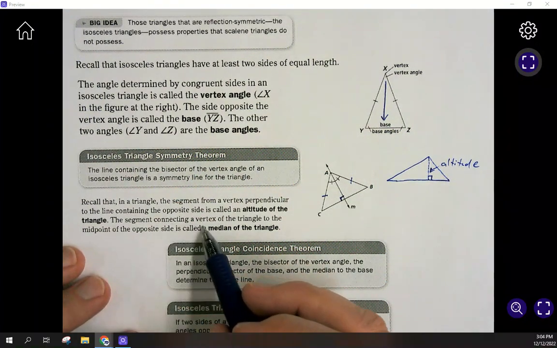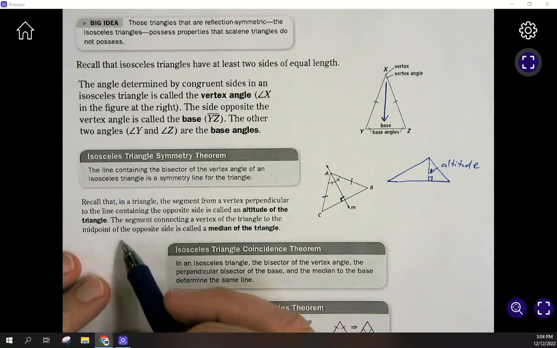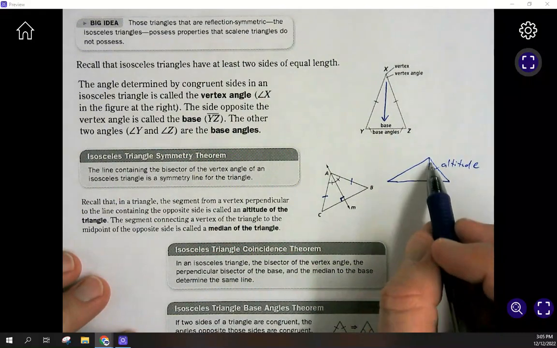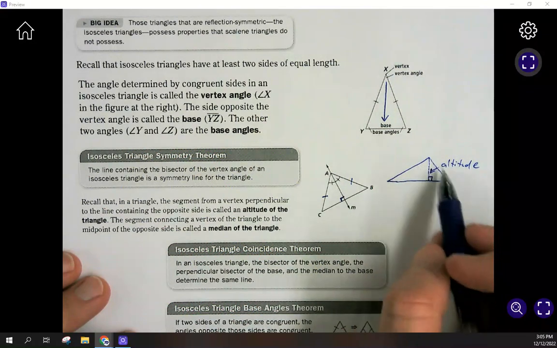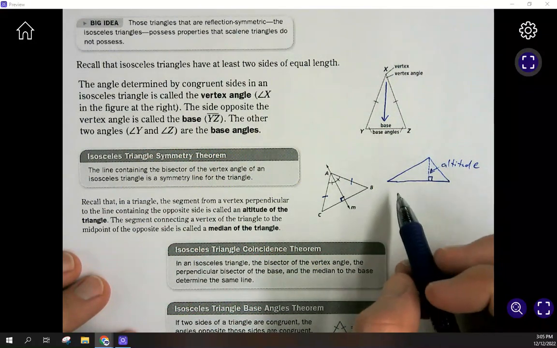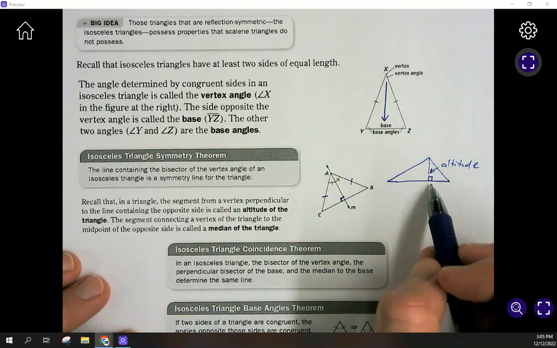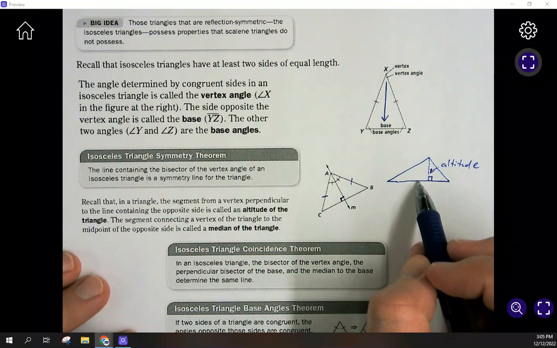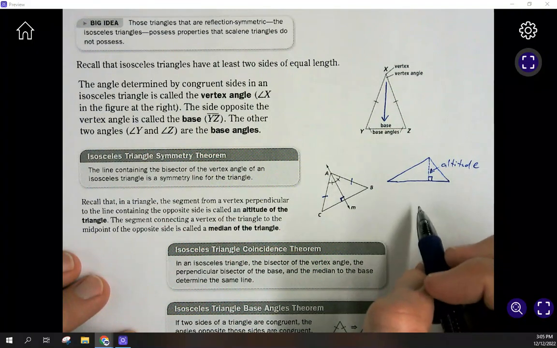The median is the segment connecting a vertex of the triangle to the midpoint of the opposite side. So notice, because I drew this triangle very much in a scalene fashion where none of the sides are equal, there's nothing special about it. The altitude here did not hit the midpoint. The midpoint would be somewhere over here that splits this side.